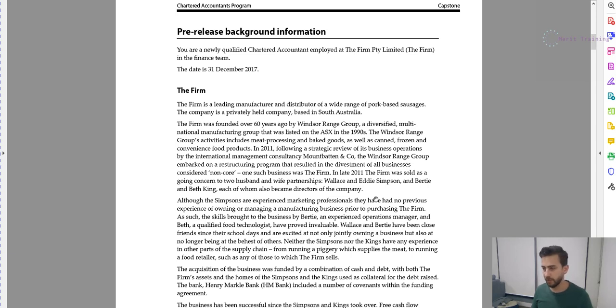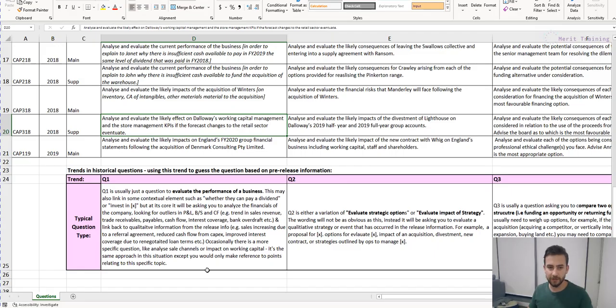Not all of those points that you've highlighted are going to be relevant or critical, but having read the whole thing, you'll have a bit of a bigger picture of what the questions might be asking you to do, and which one of those can we fit into these categories of evaluate business, evaluate strategic options, or evaluate funding. Now, some of them might not immediately be obvious, right?